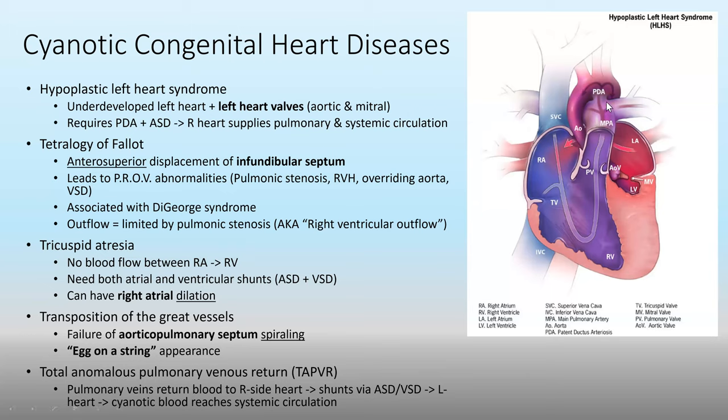Transposition of the great vessels. So these two vessels don't spiral. Instead, they're flipped. The pulmonary artery is attached to the left ventricle. The aorta is attached to the right ventricle. So again, you need shunts to make that happen as well.